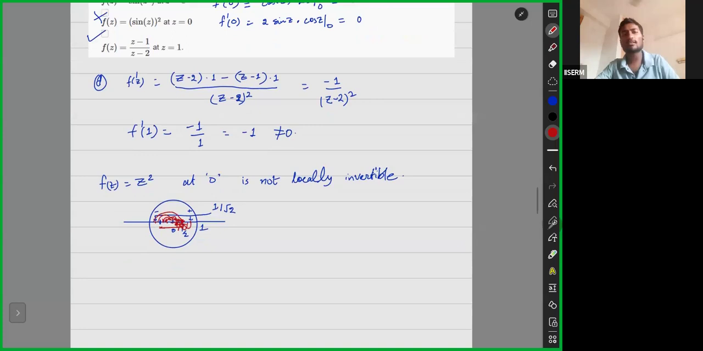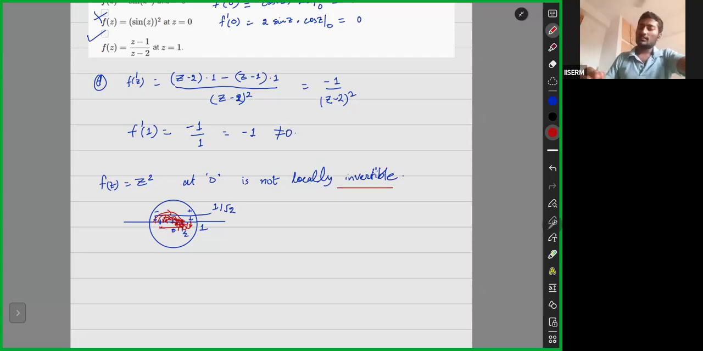So we are just looking at local, we are just looking at real numbers. They are going to map to the positive side, just like minus 1 by 2 and plus 1 by 2. Both are going to map to 1 by 4 this way. So this is not locally invertible. It is not locally 1, 1. So how can it be invertible?